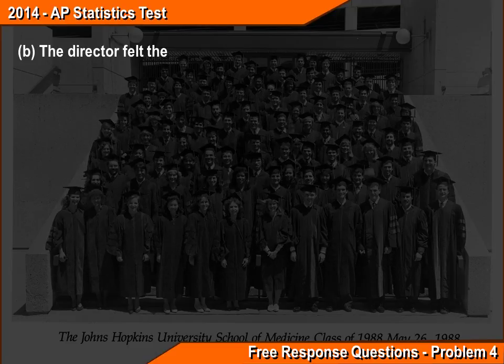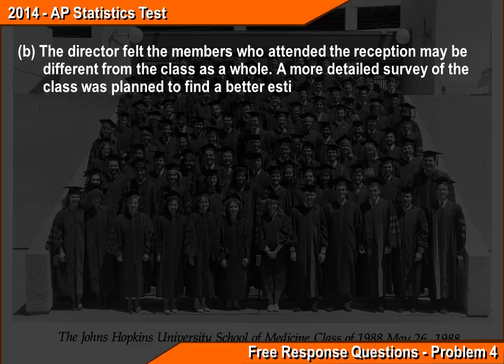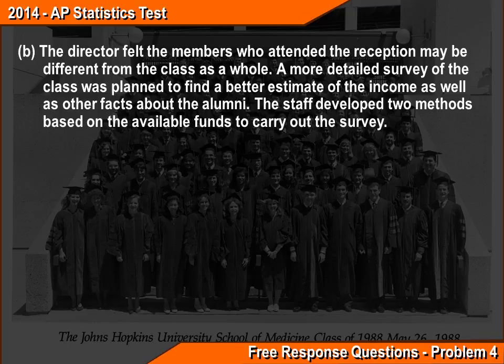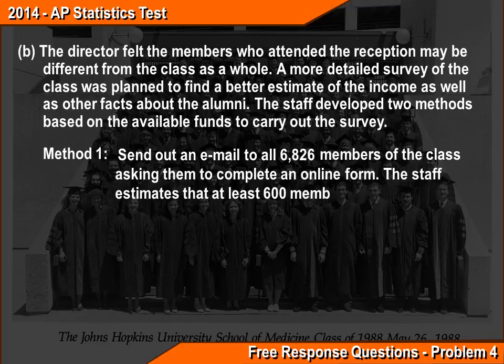The director felt the members who attended the reception may be different from the class as a whole. A more detailed survey of the class was planned to find a better estimate of the income as well as other facts about the alumni. The staff developed two methods based on the available funds to carry out the survey. Method 1. Send out an email to all 6,826 members of the class asking them to complete an online form. The staff estimate that at least 600 members will respond.